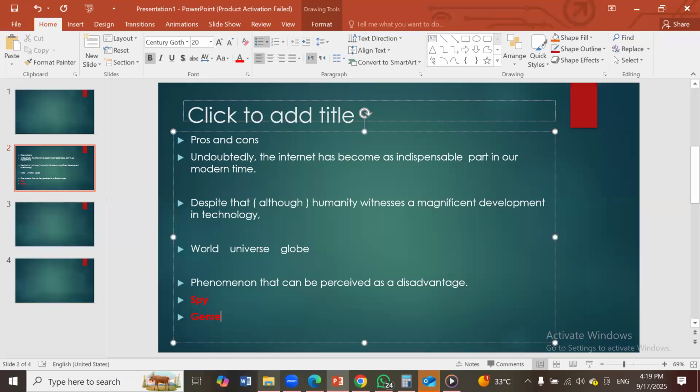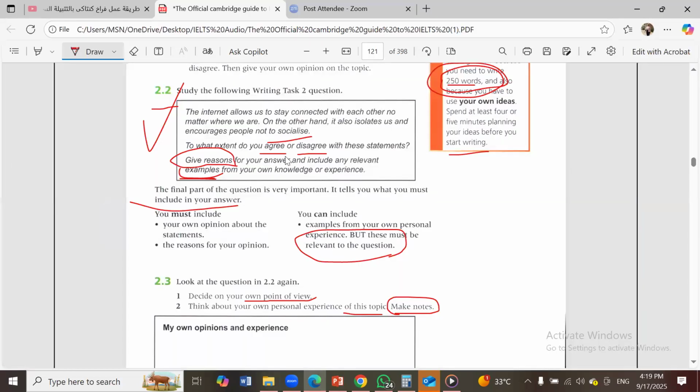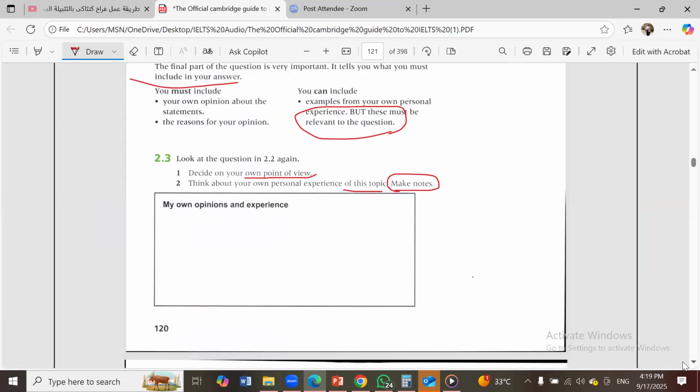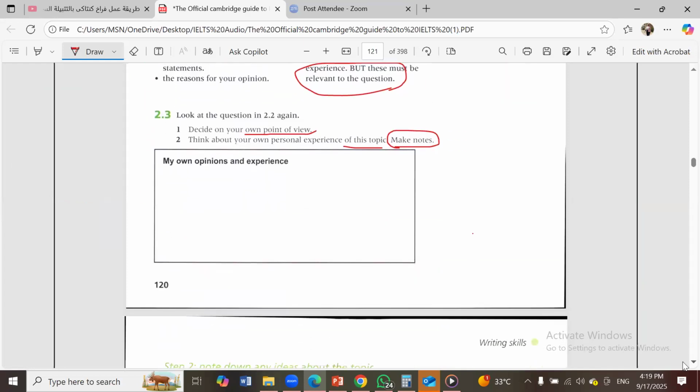And never forget what? To highlight the points that he wants you to achieve. The task achievement, always bear this in mind. The task achievement. Okay? I think the topic is interesting. Right, guys? Yes, it is.